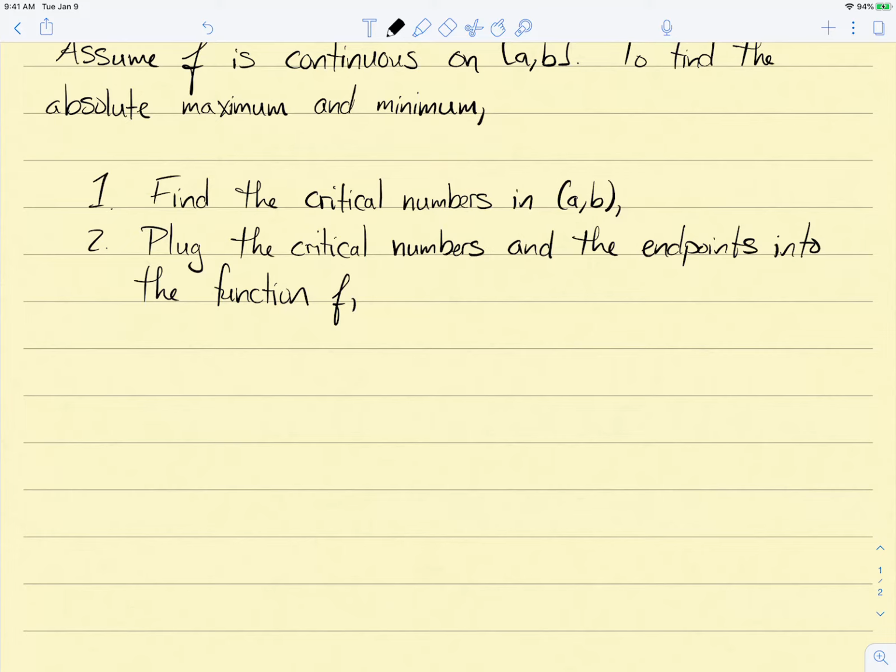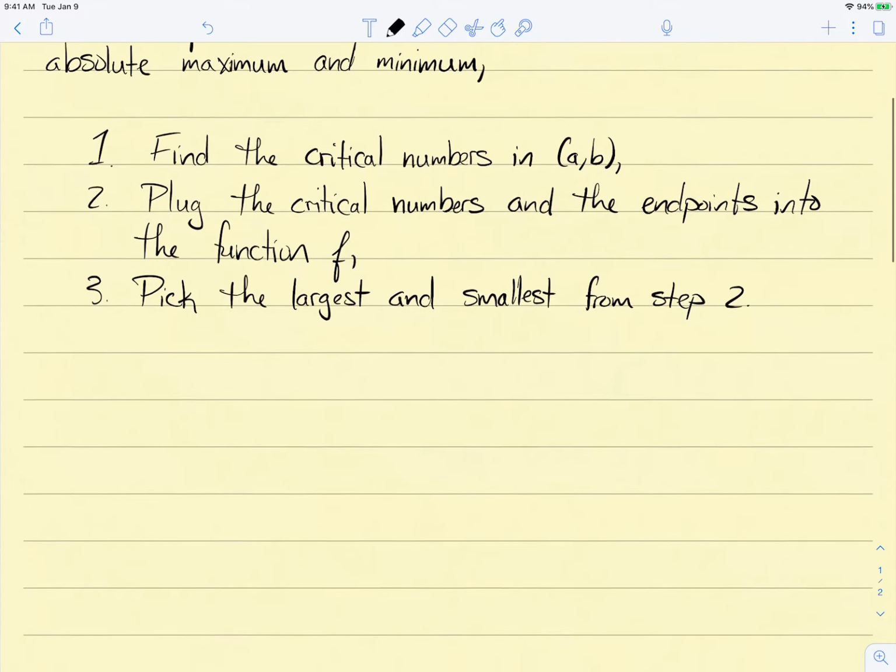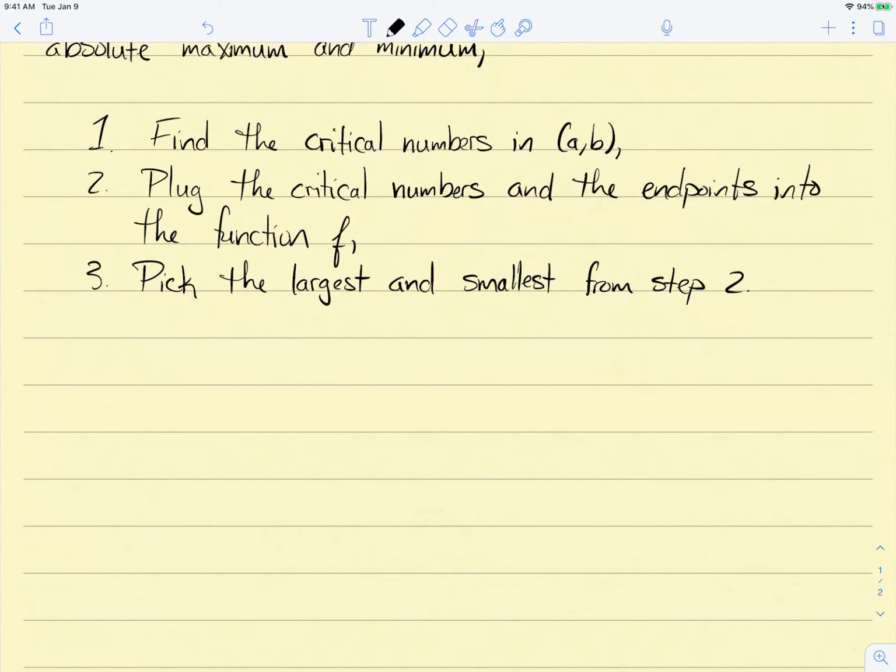Then the third step is simply to pick the largest and smallest numbers. So the largest obviously will be the absolute maximum, and the smallest will be the absolute minimum, from step 2. It's as easy as that. So we'll do a quick example.